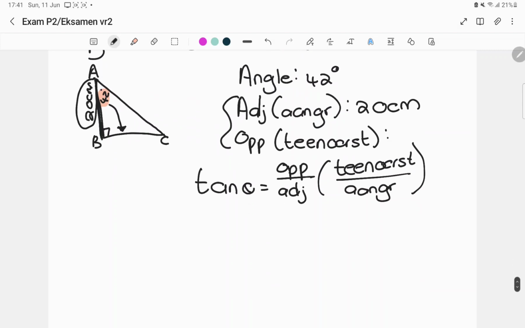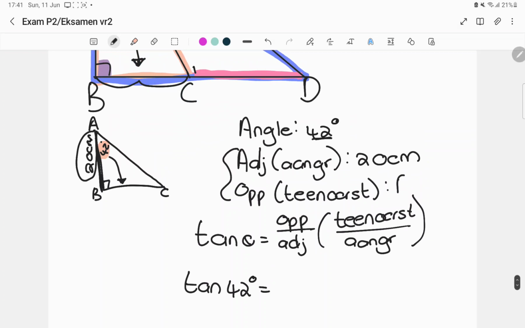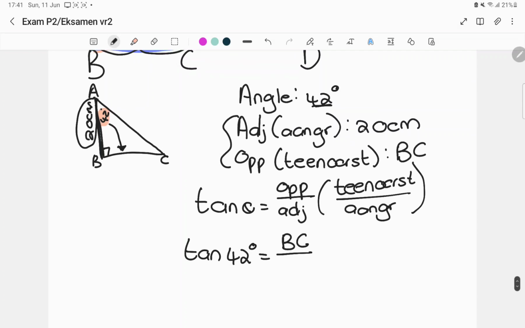So now let's substitute in what we have. We know that we have an angle, so in the angle's place we're going to put 42 degrees. We don't have our opposite side. Our opposite side is BC, so we're just going to write down BC. And then my adjacent side is 20 centimeters, so I put in my 20 centimeters.